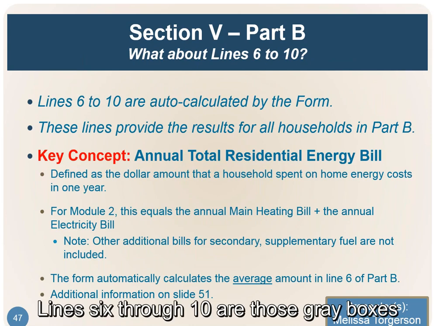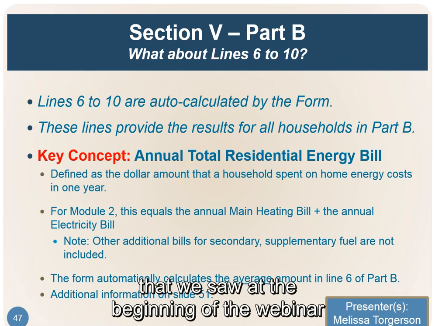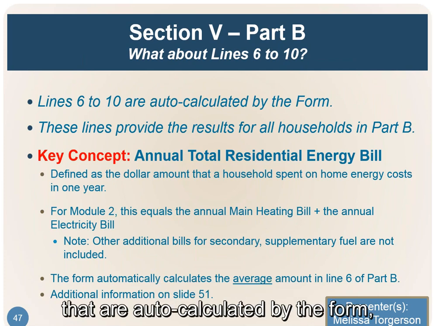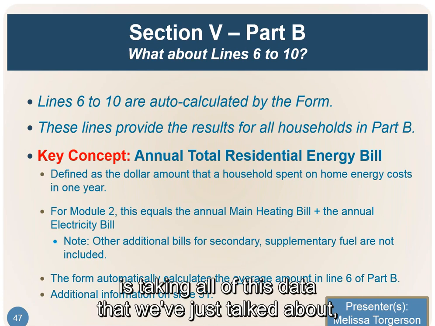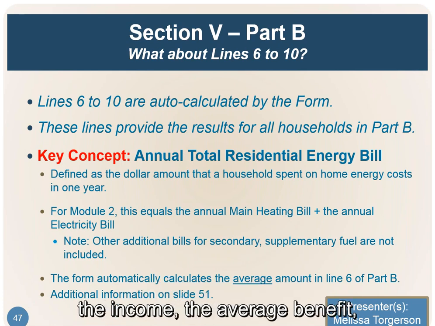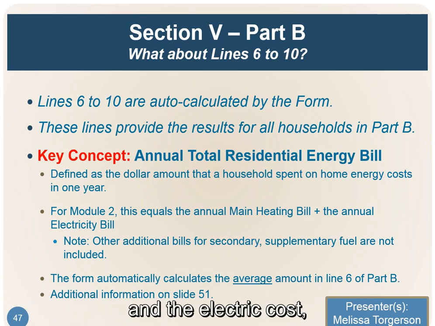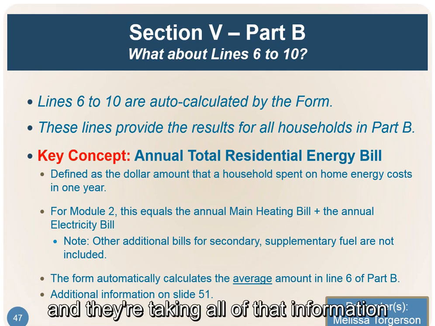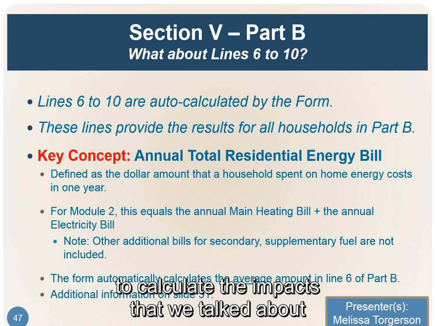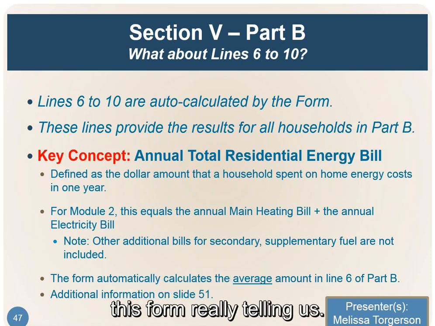Lines 6 through 10 are those gray boxes that we saw at the beginning of the webinar that are auto-calculated by the form. What they are doing is taking all this data that we've just talked about, the income, the average benefit, the average main heating fuel cost, and the electric costs, and using all of that information to calculate the impacts that we said this form is telling us.